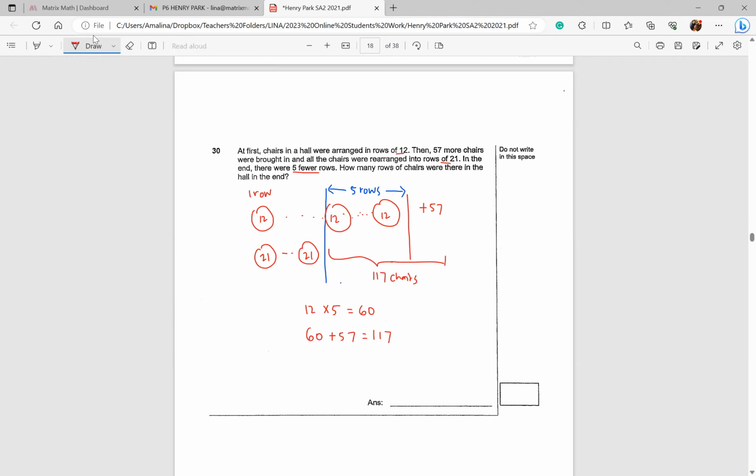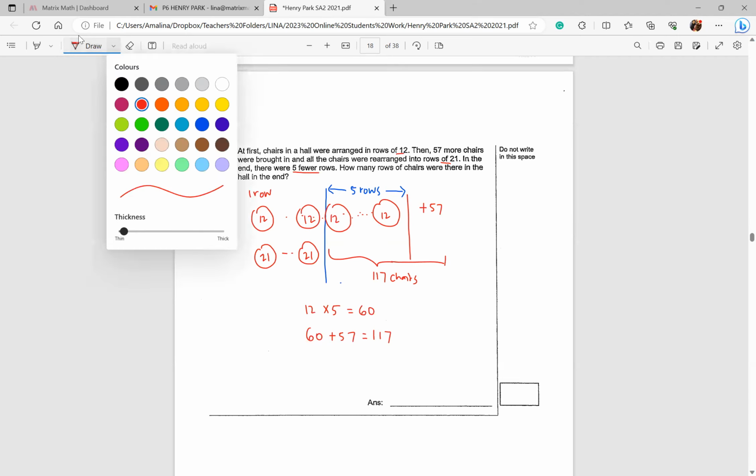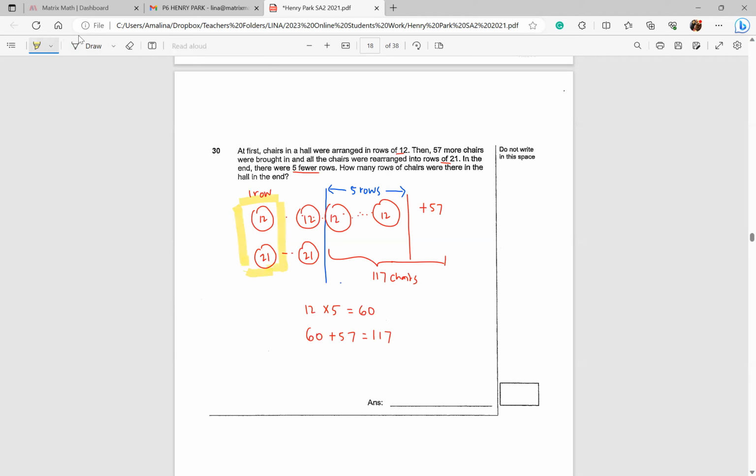Now what happens to these extra chairs? You're redistributing them such that your one row now has 21. So now you will compare the increase for your one row. I'll draw in your one row over here, and you go and find the increase. From 12 to 21, your increase is by 9. These 9s add up together to give you your 117 chairs.